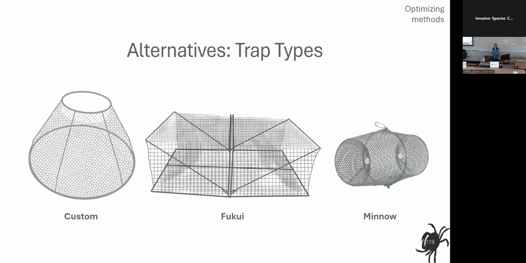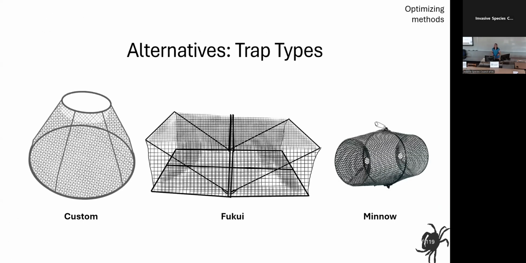First, looking at alternative trap types. So the nation actually created or adapted pot traps to create this custom trap type in an attempt to avoid mammalian mortalities. And we've compared them against the standard Fukui as well as G-minnow traps, which are typically used to monitor juvenile green crab populations.